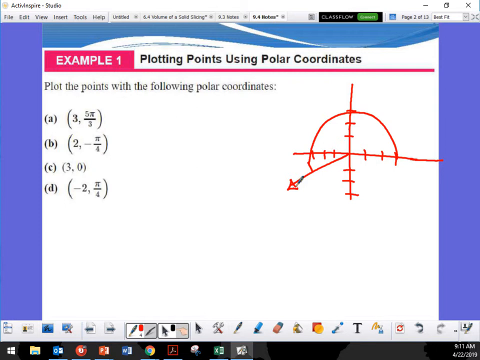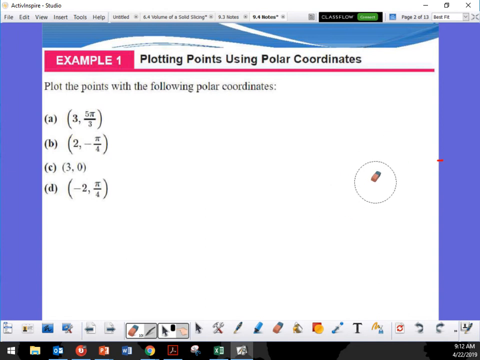No, 5 pi over 3. That's what I said. I thought you were saying quadrant 3. Sorry. You need to speak up, man. Seriously, I don't know what I'm doing here.